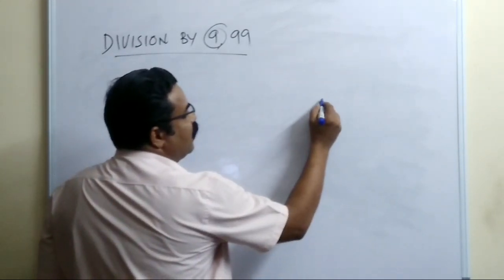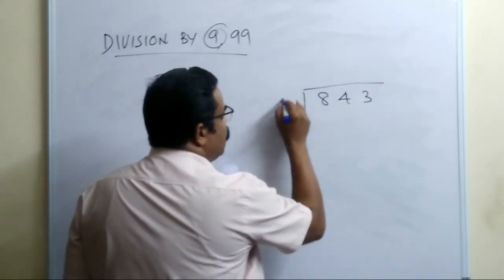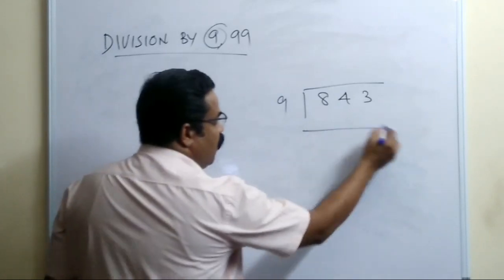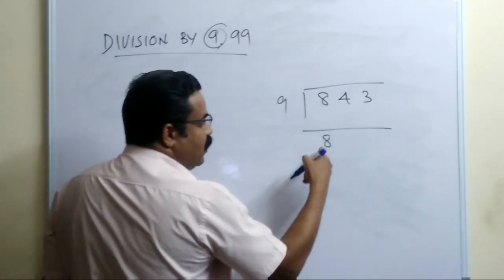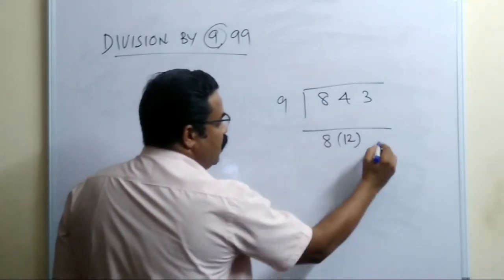I want to divide 843 by 9. So what is the method we have learned? First we have to put 8 here, then 8 plus 4, 12, then 12 plus 3, 15.